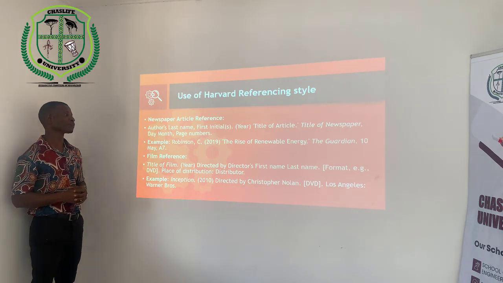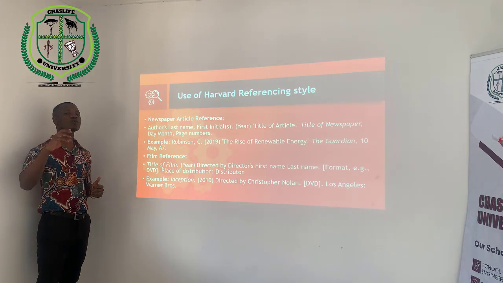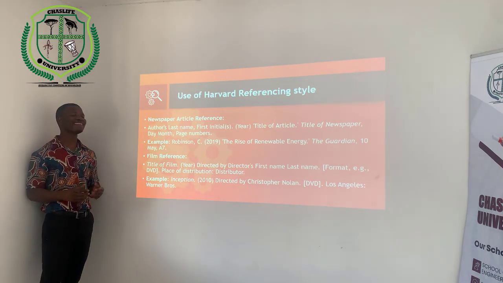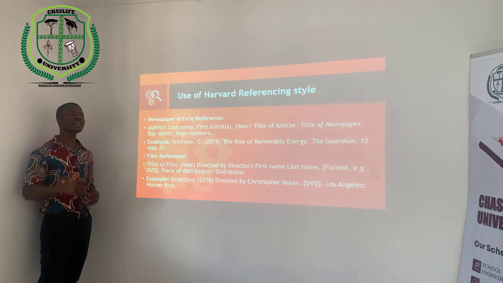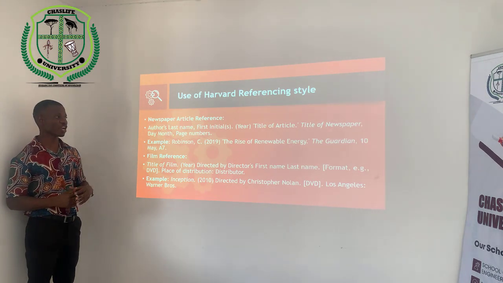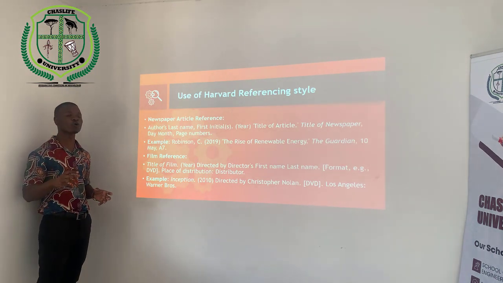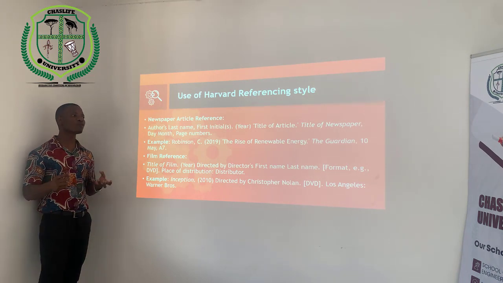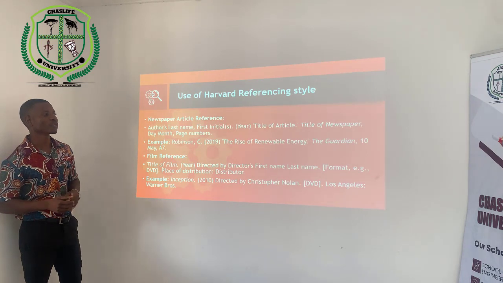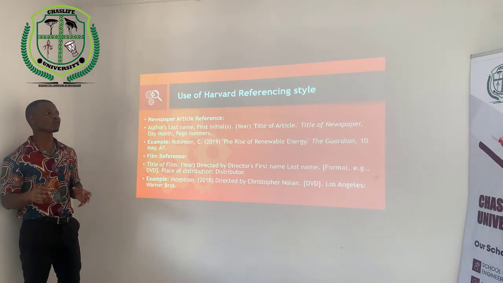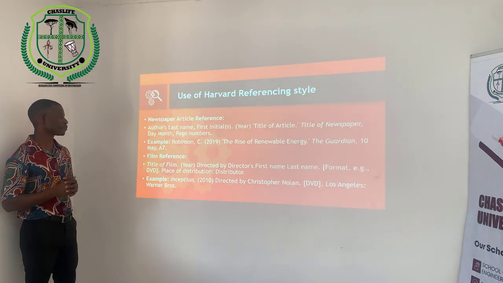For example, Robinson. Remember, Robinson is the last name, okay? And then C, that is the initial from the first name. And then 2019 is the year. And then Lives of Renewable Energy is the title of that article. And then The Guardian is the title of the newspaper.